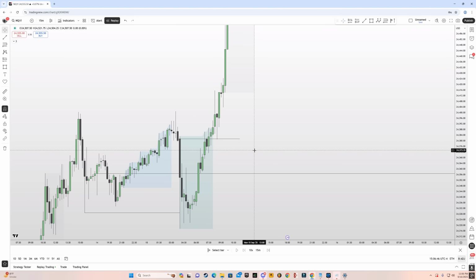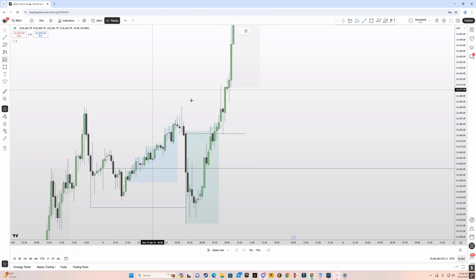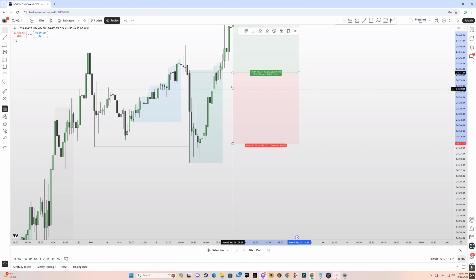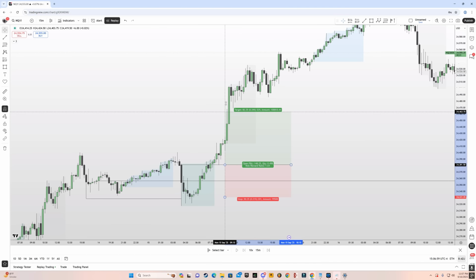All entry patterns can work. Choose whatever you like. But I would choose change in the state of delivery. My entry would be on the retest, and I would pretty much just put my stop below the bodies over here, to be honest, just to be on the safe side. And then I can go for 1 to 2, 1 to 3, 1 to 4.